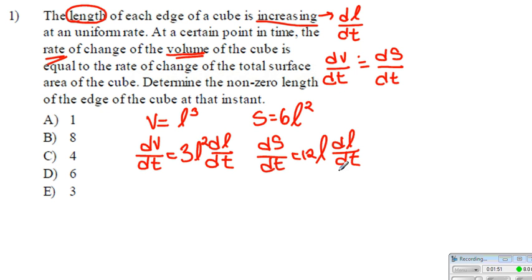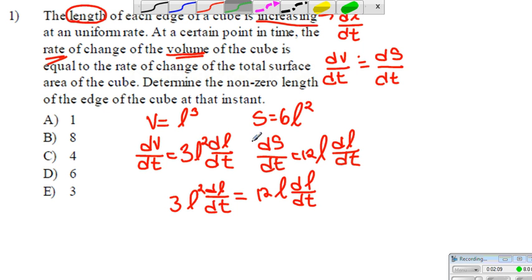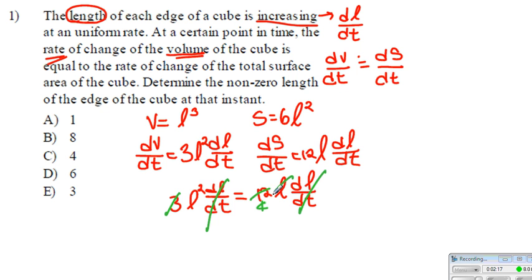But since they're equal to each other, just like it is written, we have to set them equal to each other, so we have 3L squared dL/dt is equal to 12L dL/dt. But as you can see, dL/dt's are common, so we can cancel them. And we have 3, and then we end up getting 4. We have L here, and one of them cancels out, then we end up having L must be equal to 4. So the length of the edge will be equal to 4, choice number 4.